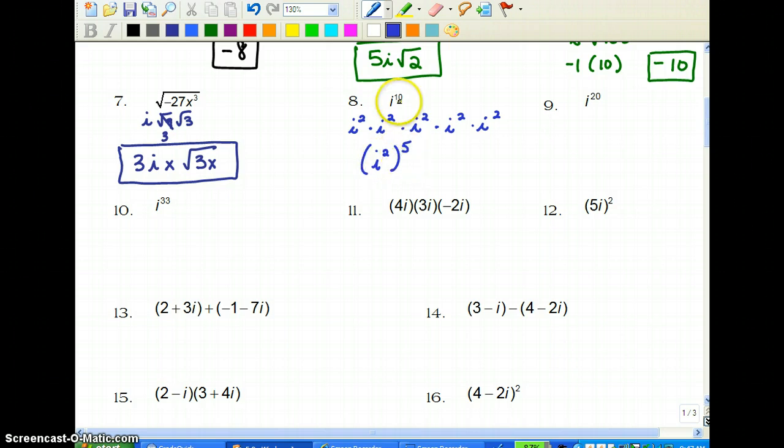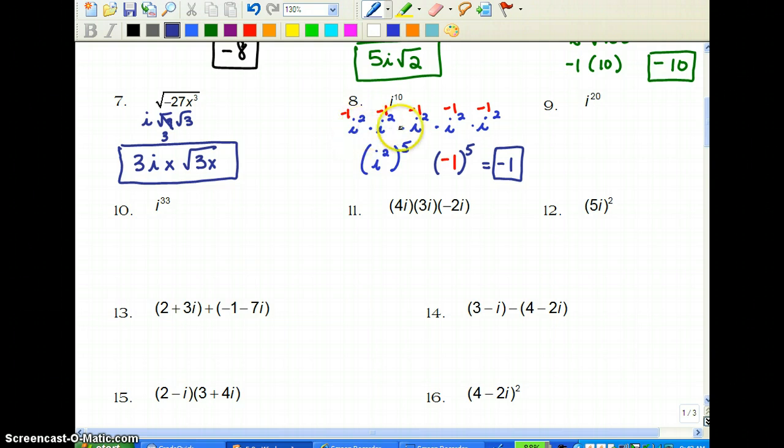2 times 5 is 10. So you want to try to break it down, so you look at an i squared. The reason you want to do that is, what is i squared? It's negative 1. So we have negative 1 to the 5th power. Well, negative 1 times negative 1 times negative 1 times negative 1 times negative 1 is negative 1. An odd number of negatives is still negative.